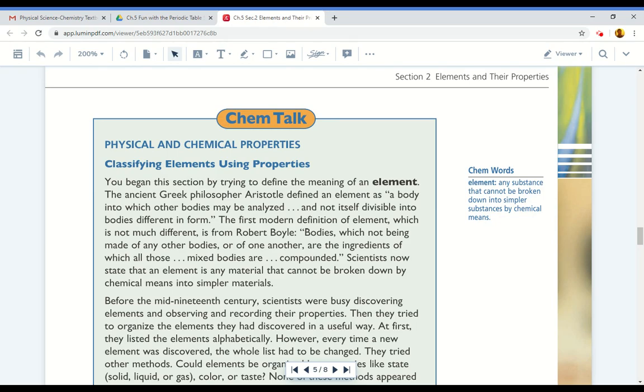The ancient Greek philosopher Aristotle defined an element as a body into which other bodies may be analyzed, and not itself divisible into bodies different in form. The first modern definition of element, which is not much different, is from Robert Boyle: bodies which, not being made of any other bodies, or of one another, are the ingredients of which all those mixed bodies are compounded. Scientists now state that an element is any material that cannot be broken down by chemical means into simpler materials.